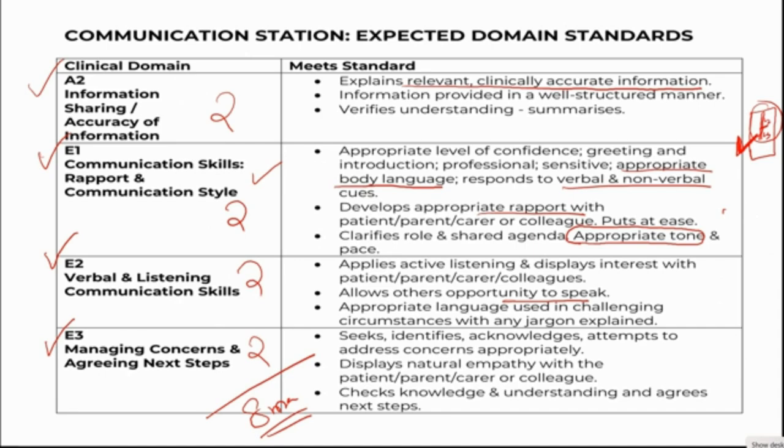E3 is managing concerns and agreeing the next steps. If you are not aware of the task, or not sure about the information, then you can tell the role player that you will arrange a meeting after discussing with the consultant or the senior.